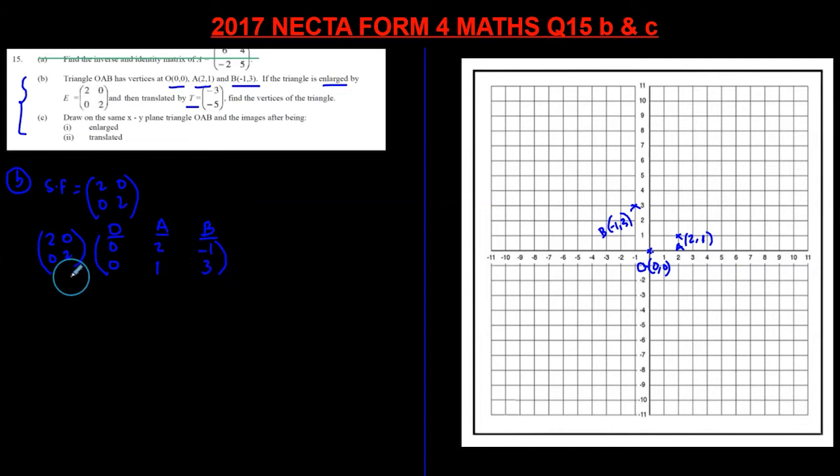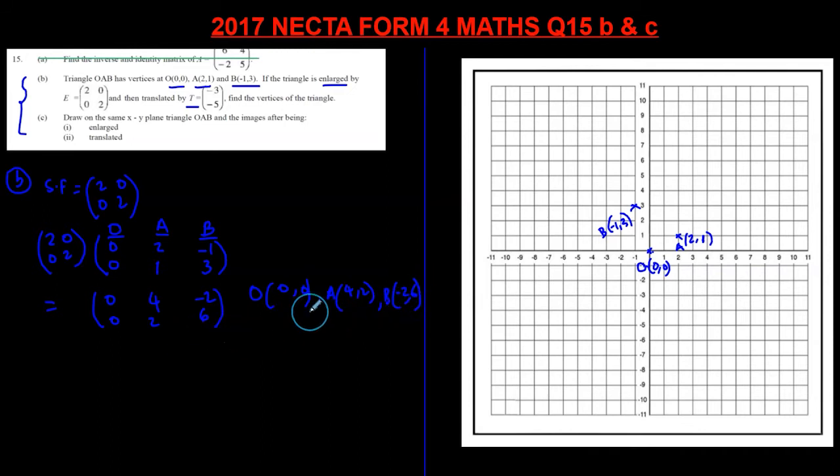Now all you have to do is double the x values and the y values, because that's our enlargement scale factor. So 0 times 2 is 0, 2 times 2 is 4, -1 times 2 is -2. And 0, 1 times 2 is 2, 3 times 2 is 6. These are now your coordinates for OAB. So for O, we now have (0, 0). For A, we now have (4, 2), and for B, we have (-2, 6).